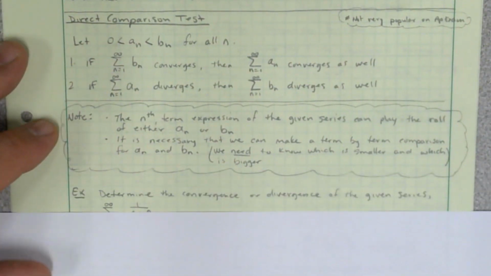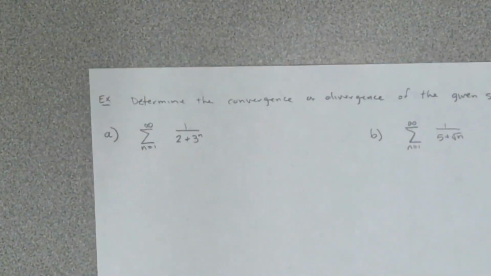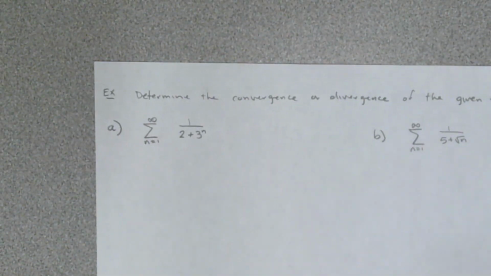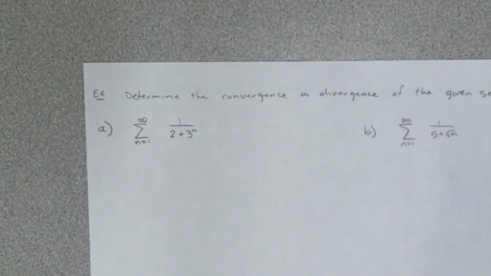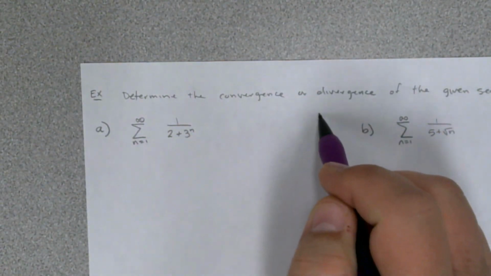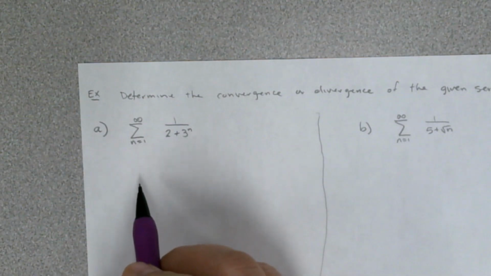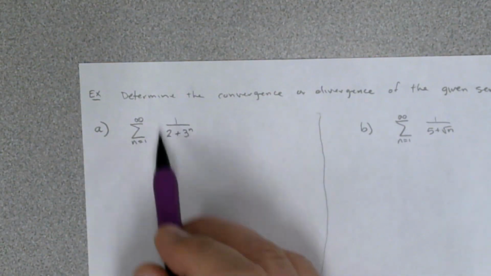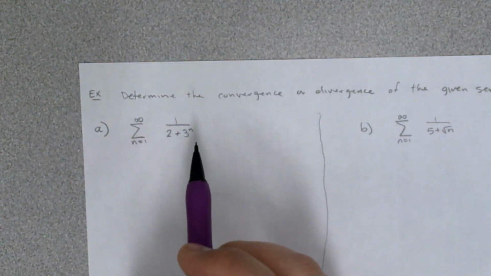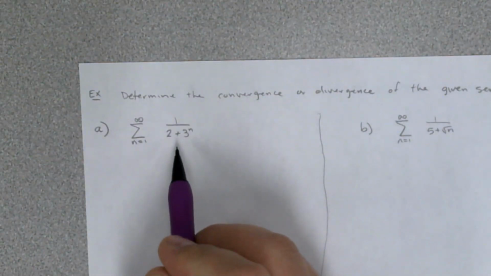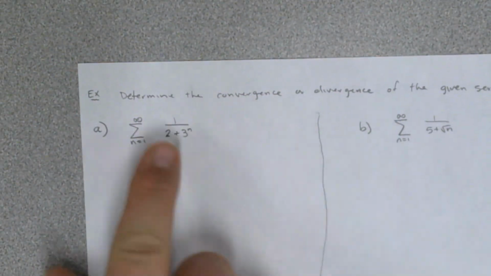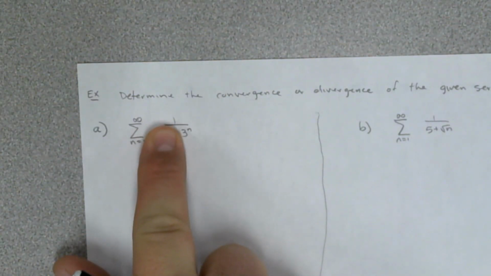So let's look at our first example, and I'll show you how we go about doing this. The first one is the summation n equals 1 to infinity of 1 over 2 plus 3 to the n. Let me draw a little line here, and we'll do the other one over there in just a moment. We want to start by selecting a series that resembles our given series. How do I go about doing that? Usually you can just eliminate anything that's not nice. So the plus 2 here, we can get rid of that.